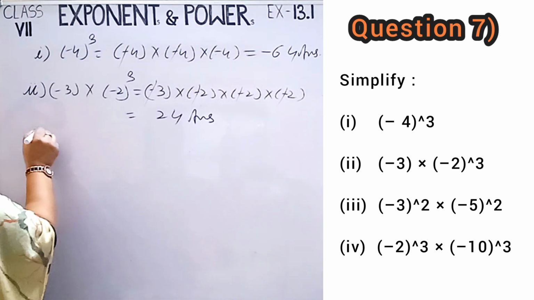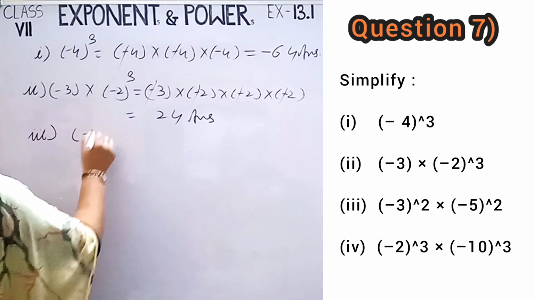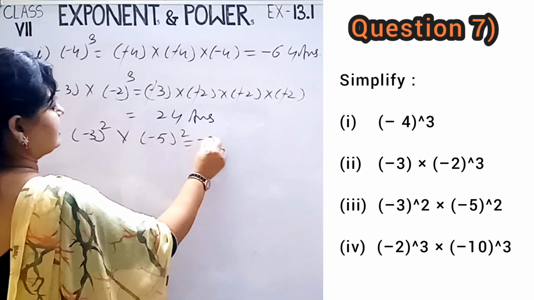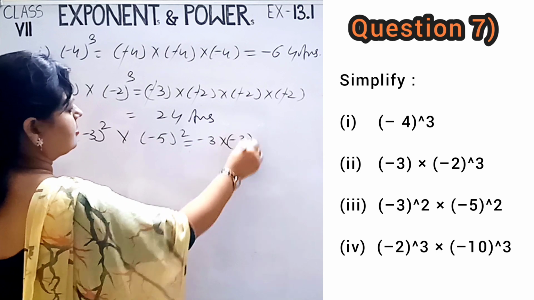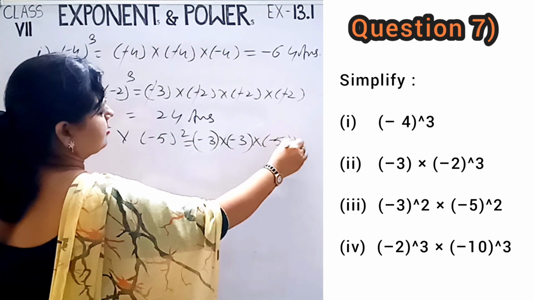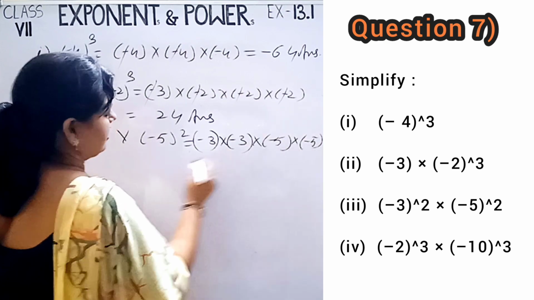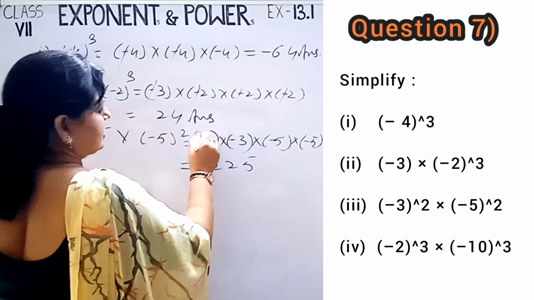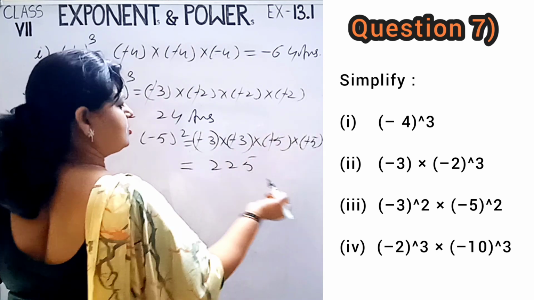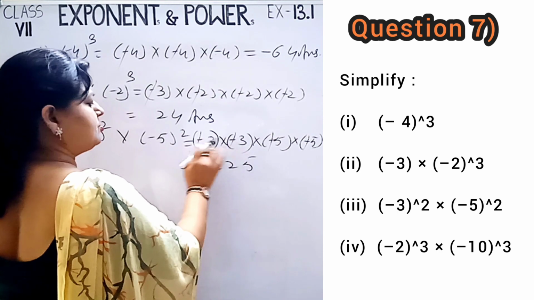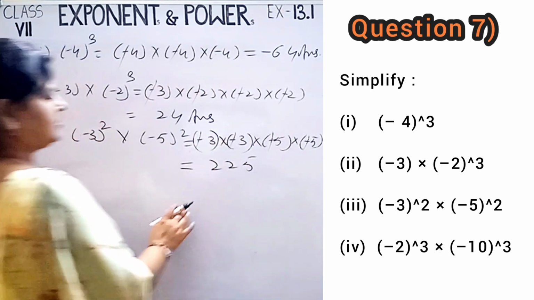Third part, minus 3 raised to the power of 2 into minus 5 raised to the power of 2. Now minus 3 into minus 3 and minus 5 into minus 5. After multiplying, we get 225. Minus minus cancel out, minus minus cancel out, or minus and minus plus, minus and minus plus. When we multiply two minuses, we get a positive answer.